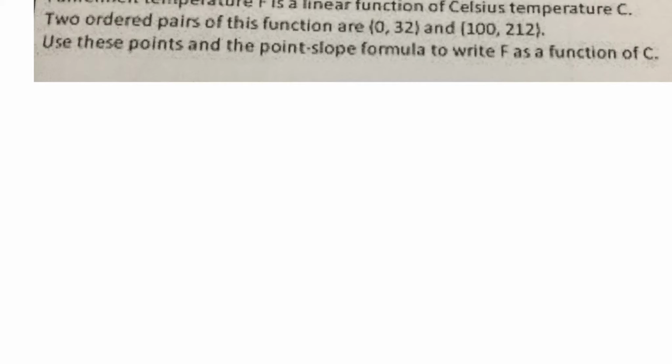Fahrenheit temperature F is a linear function of Celsius temperature C. Two ordered pairs of this function are (0, 32) and (100, 212). What are those 2 points?